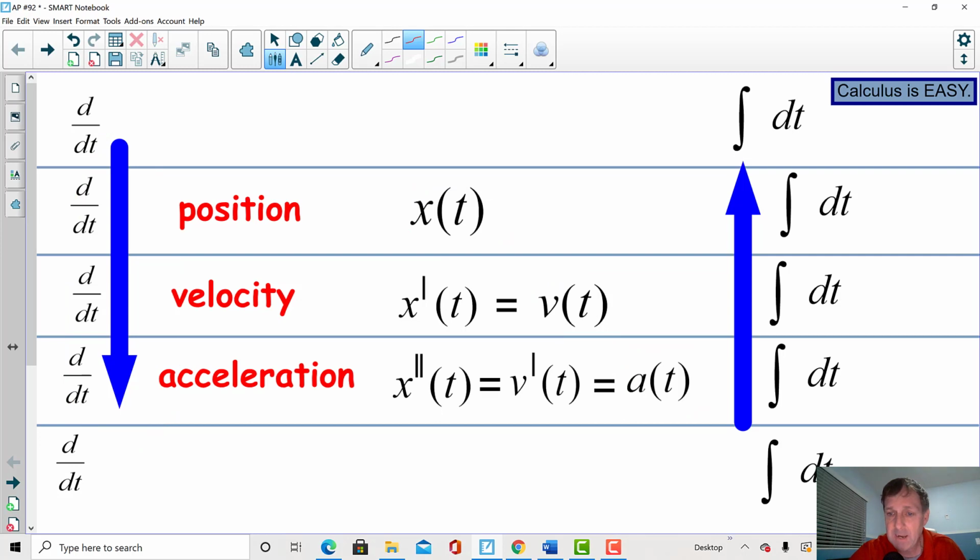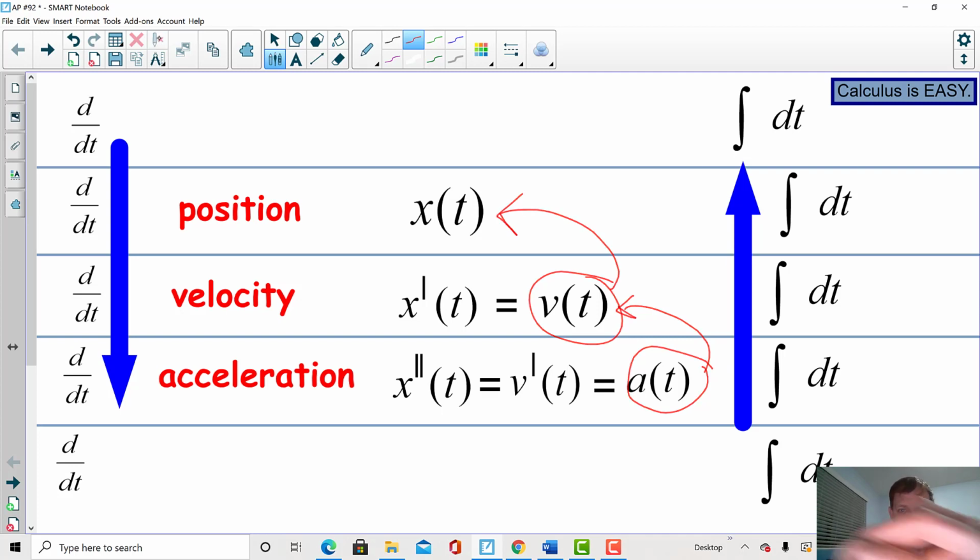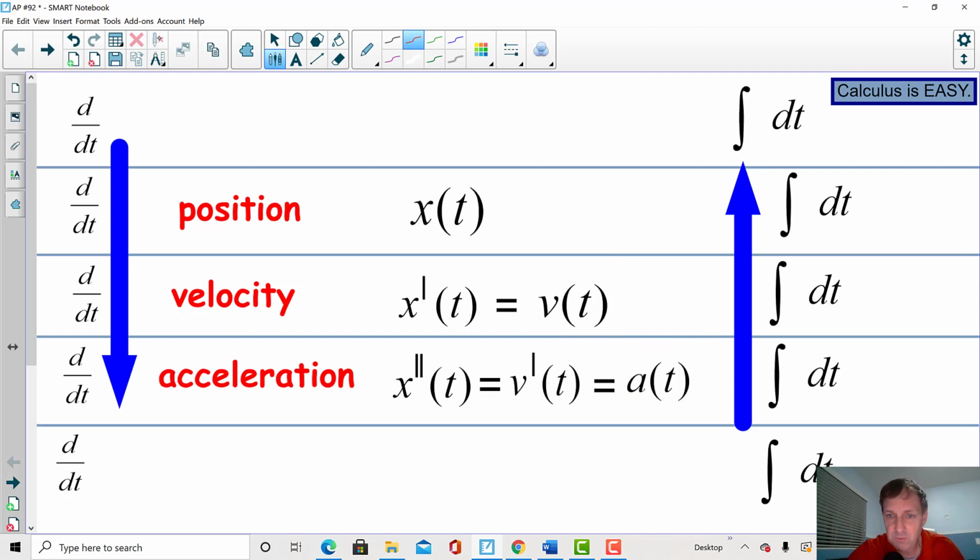And if we wanted to go backwards, we had the acceleration function. If we were to do the integral, that would give you the velocity. And if we had the velocity and we did the integral, it would give us the position function. Of course, each time you did the integral, you would get that plus c. So you'd have to find a way to solve the plus c. And we're not actually doing that today.